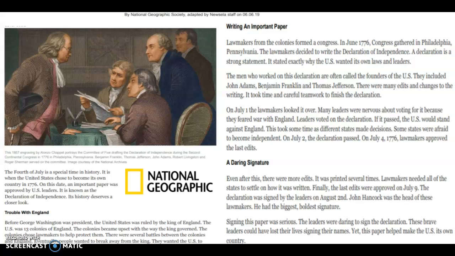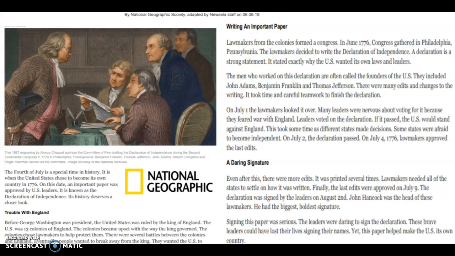So Miss Ovalle is going to tell you some details that I saw. The first detail that I saw is right here. It tells us when the signing of the Declaration of Independence happened. It says, in June 1776, Congress gathered in Philadelphia, Pennsylvania. I want you to highlight that on your paper. If you need to, you can pause the video while you're highlighting. In June 1776, Congress gathered in Philadelphia, Pennsylvania. That is one important detail.